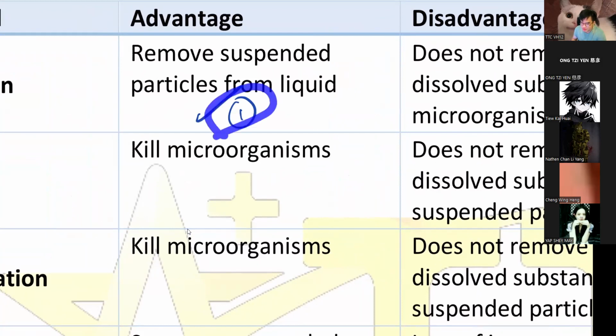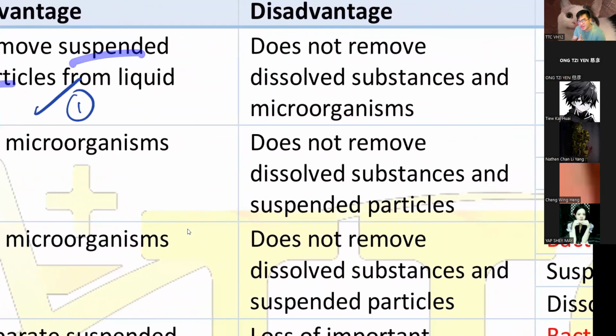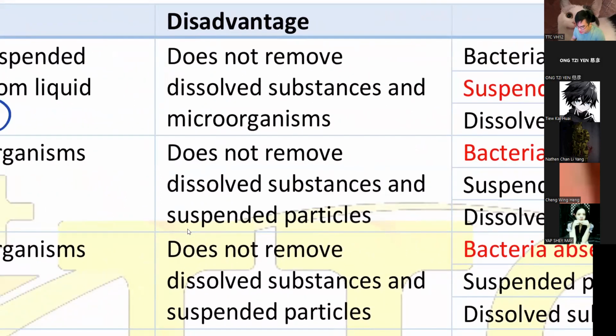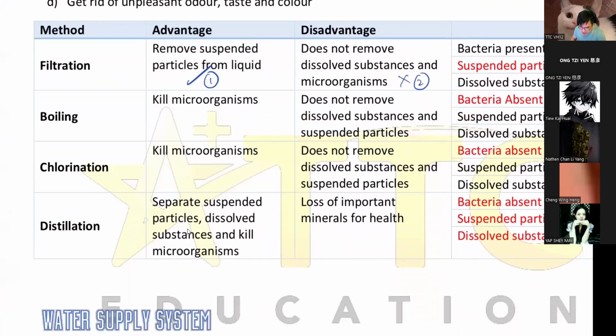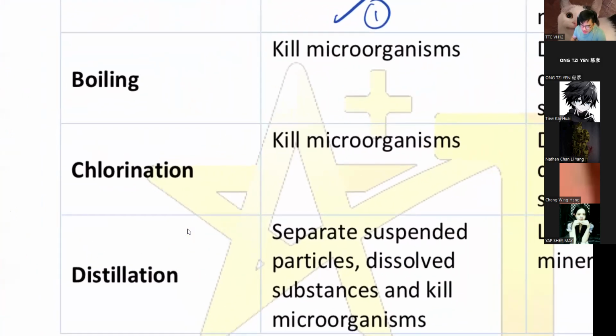So that's your number one, to remove suspended particles, to remove all the particles. But the bad thing is it cannot kill microorganisms. You still have germs inside. You cannot filter germs, right? Okay, maybe some of your filters can lah, but generally you can't filter germs, right? But the next two, guys, do you know?